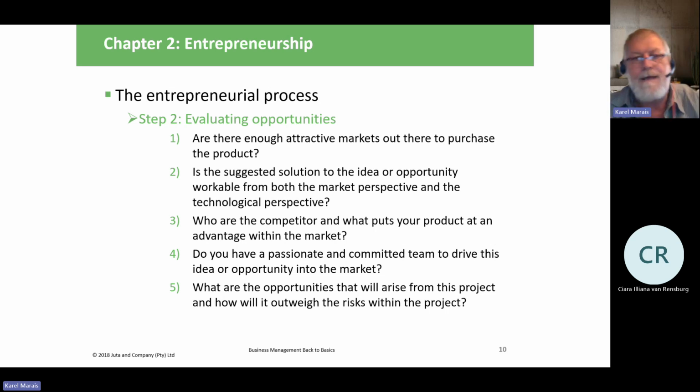So in their case, that's not really a problem. And what are the opportunities that will arise from this project, and how will it outweigh the risks of the project? Now, for them, there's very little opportunity that can arise. It's not a big business, a scalable business. They might sell a heck of a lot of coffee and biscuits, but that's where it's going to stay.